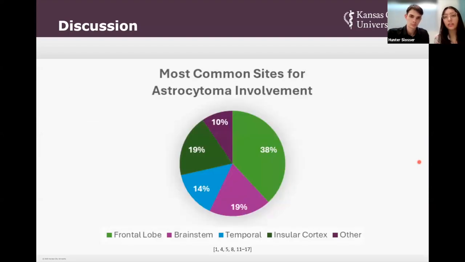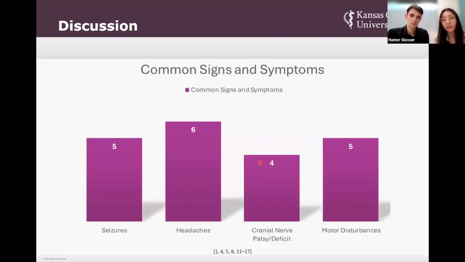So here we have a chart describing the most common sites for astrocytoma involvement. At 38% is the frontal lobe, at 19% are the brainstem and the insular cortex, then 14% is the temporal, and then 10% was a few other regions in the brain. I do want to note that some of them were multifocal, so they spanned different areas of the brain at once.